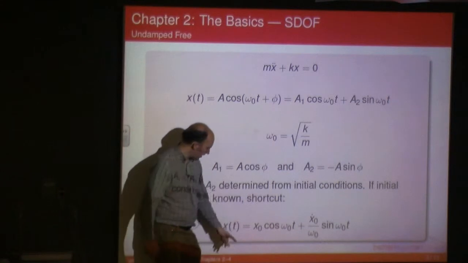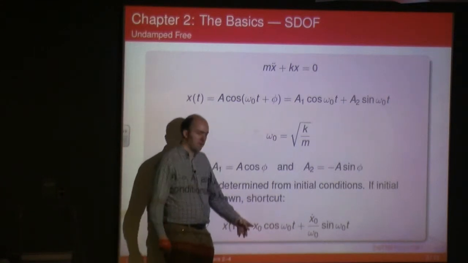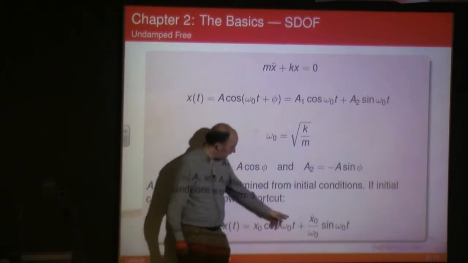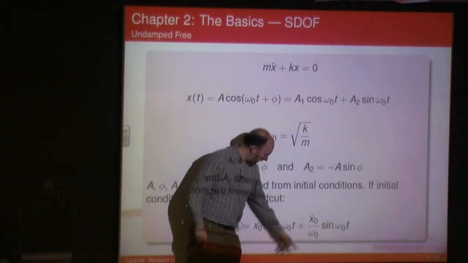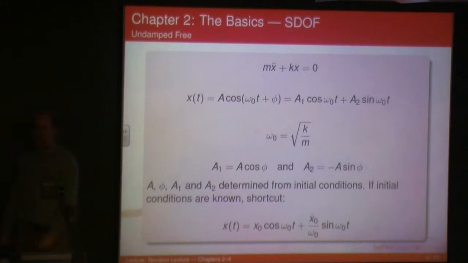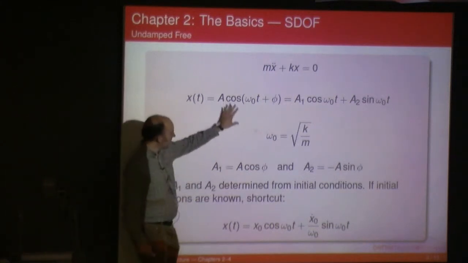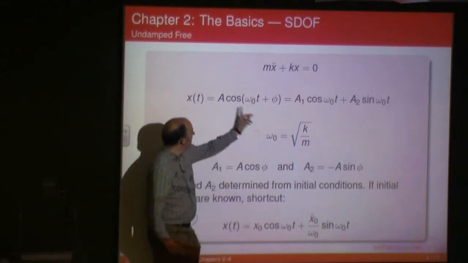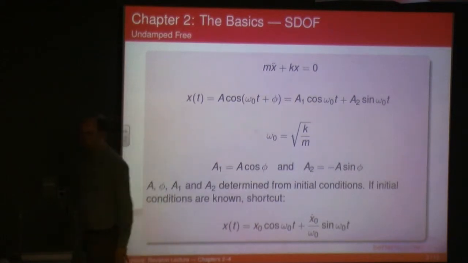If you know your initial conditions, then you can use this shortcut to get the equation of motion. Here we've got our displacement at time equals 0, here's our velocity at time equals 0, and obviously that's your natural frequency. You just plug the numbers in, and out will pop a solution. That may not be in the form that we're asked for, but knowing this stuff, you can go from this solution to this solution if you wanted to.